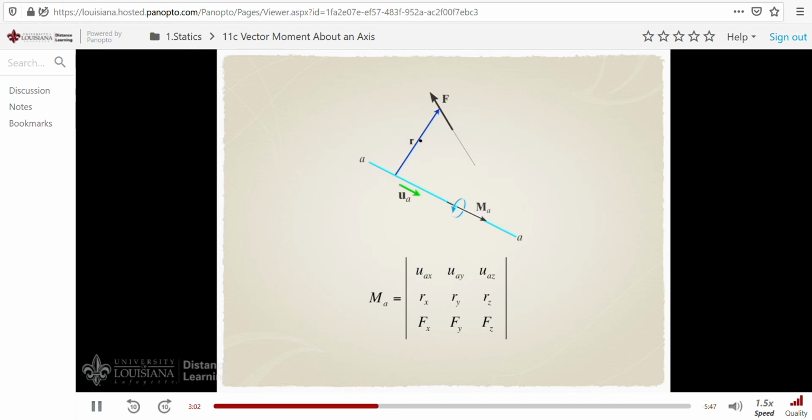Also, we need our position vector going from a point on the axis to any point on the line of action of the force, like this one, or this one, or even this one. Any one will work when we put it in our determinant and then we expand it to get our result. And finally, down here, of course, are the components of the force as we've stated. And they're found, of course, when you create the force as a Cartesian vector.